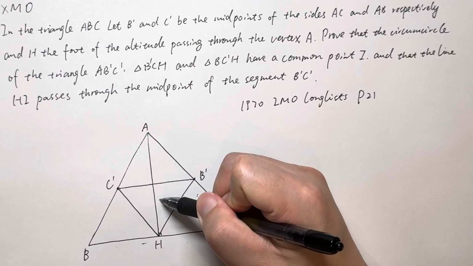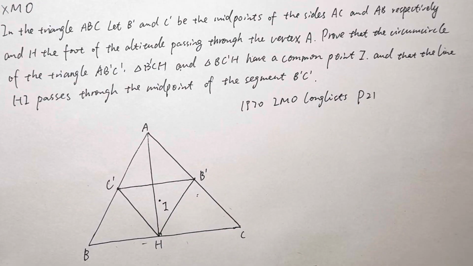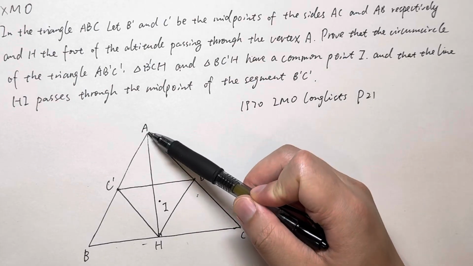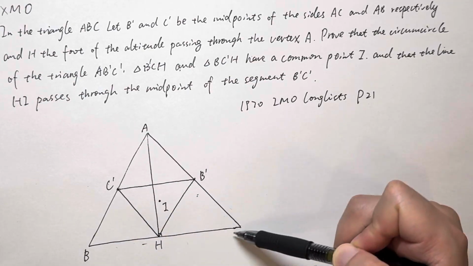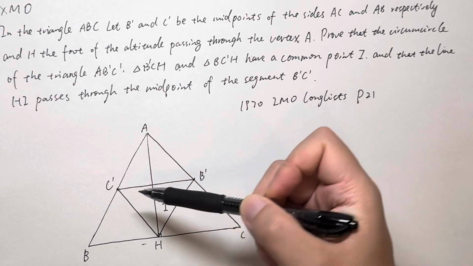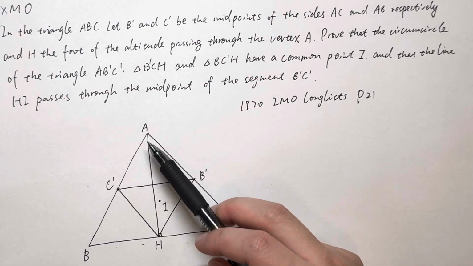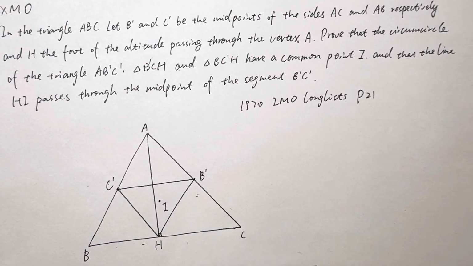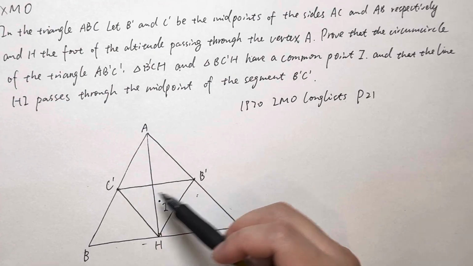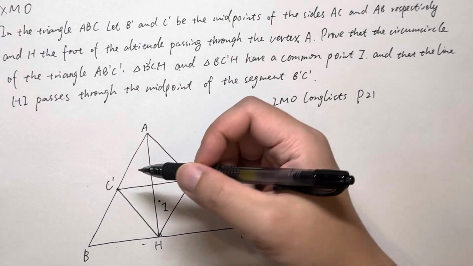So basically, we can assume this is a point I. We want to prove that the circumcircles of these three triangles pass through a common point I, and HI meets B'C' at the midpoint of B'C'. For the first question, that the circumcircles of these three triangles have a common point, I think we proved that before. That's very straightforward to prove.